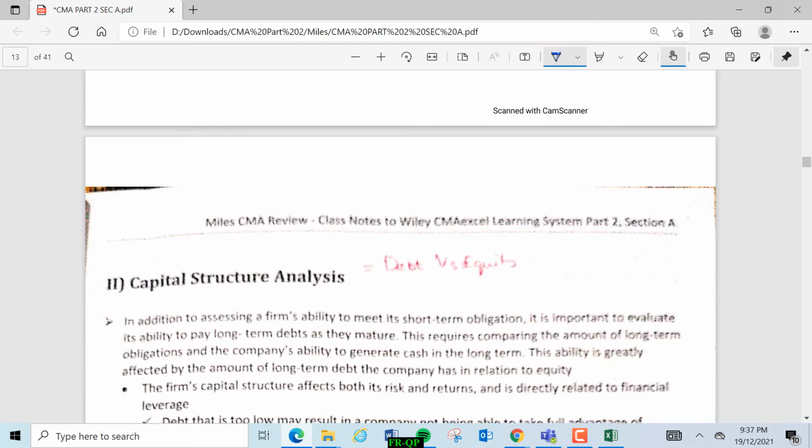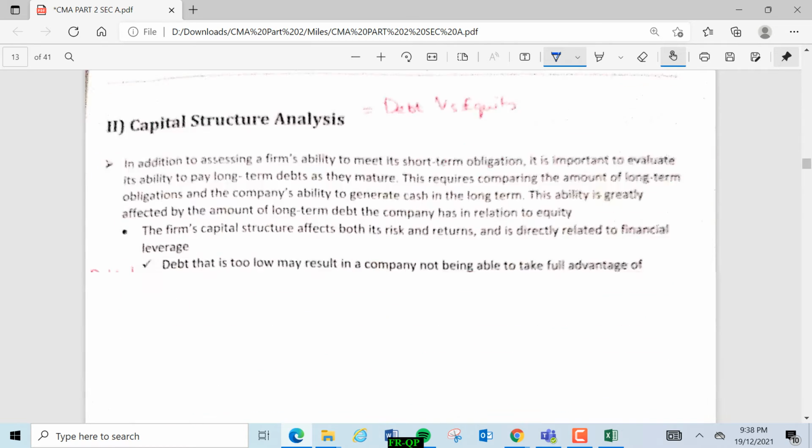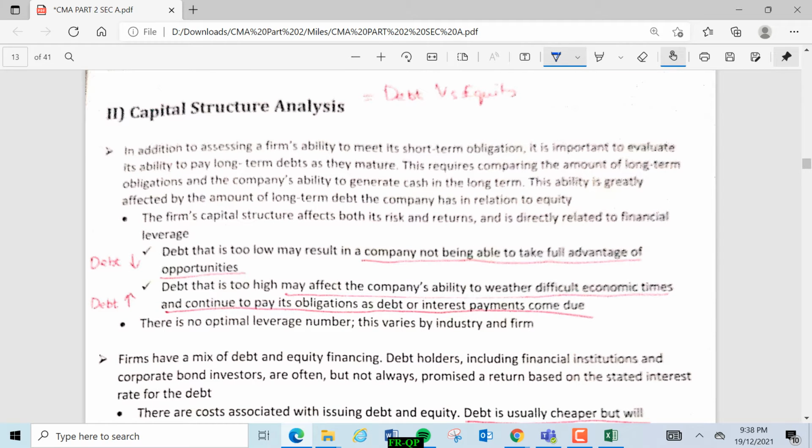Now, in the capital structure, generally there are two things. One is your own fund, the other is called the borrowed fund. So in addition to assessing the company's ability to meet short-term obligations, it is important to evaluate the ability to pay long-term debts as they mature. That requires comparing the amount of the long-term obligation and the company's ability to generate cash in the long term. This ability is greatly affected by the long-term debt of the company in relation to the equity. So now you want to understand how equity and debt are connected to each other.